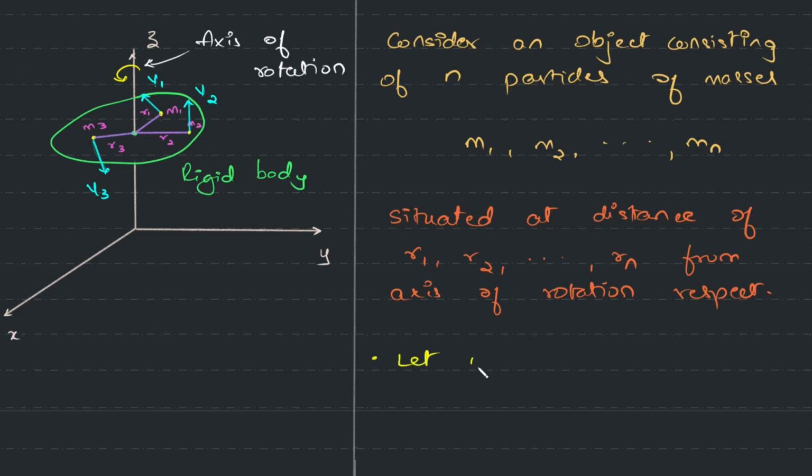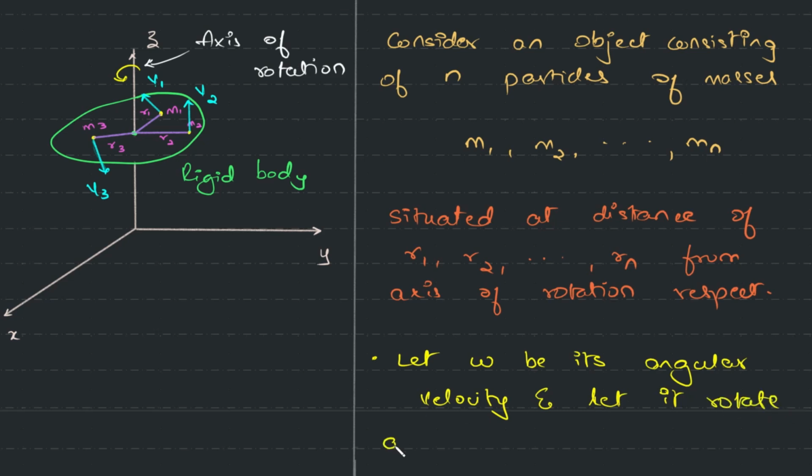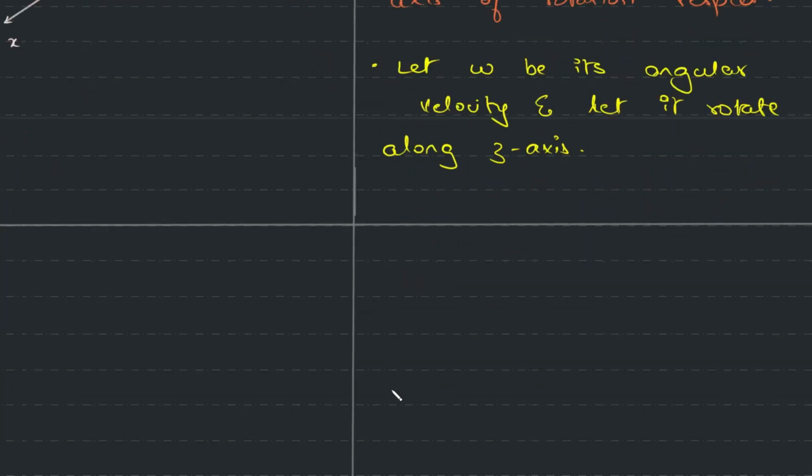Now let omega be its angular velocity, and let it rotate along the z axis. Okay, so the basic idea is this.